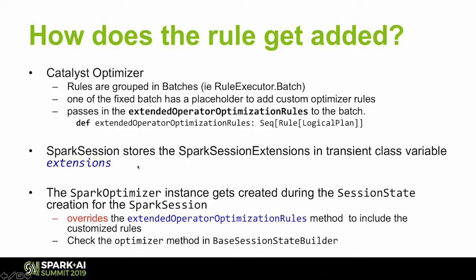So when you pass your customizations to a Spark session, it's storing your customizations in this class variable called extensions. And when you create your Spark session, there is a session state that gets created. As part of that, it will instantiate a new Spark Optimizer instance in which it will override that placeholder method, which is extendedOperatorOptimizationRules. And it will pass the custom rules in there. That's how it works under the covers. That's how the rule went from your Spark session extensions to the optimizer. So if you want to look at the code, you should check out the optimizer method in BaseSessionStateBuilder.